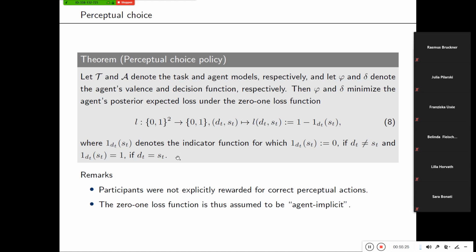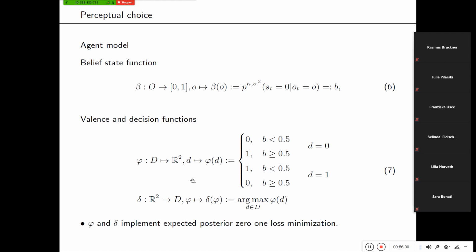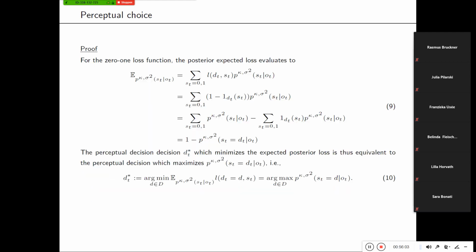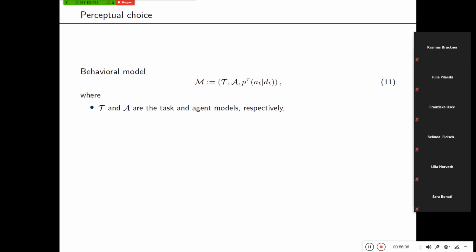For the statistics and data science people who would actually have written the exam today under normal circumstances, I assume they will know what these loss functions are. If you remember, when we talked about getting point estimators out of Bayesian posterior distributions, we discussed squared loss functions, 0-1 loss function, and so on. This is just taken from there to give a reasoning behind these valence and decision functions. I will not go over this in detail now. You can read it in the paper.